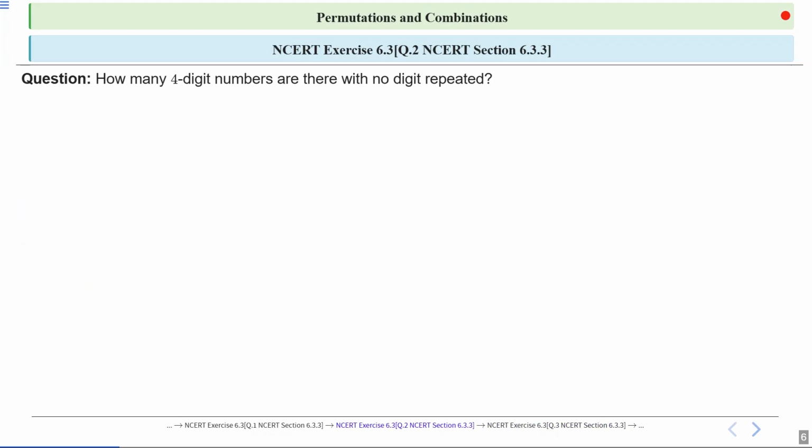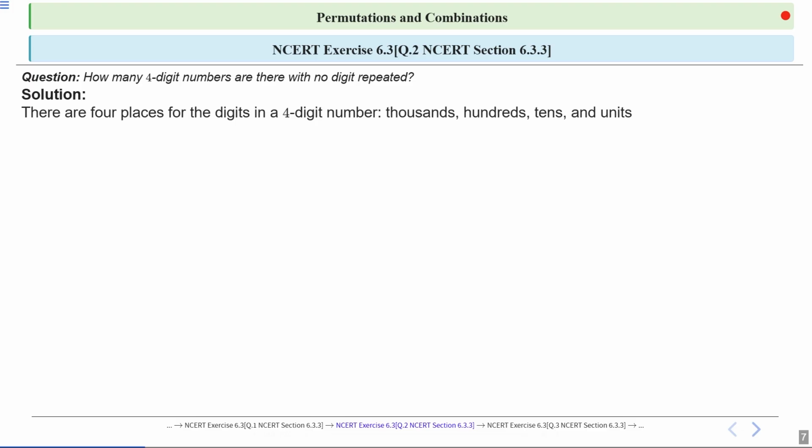Look at question number 2. Question number 2 asks us to find how many 4-digit numbers can be formed if no digit is repeated. That we have to find here. So students, first of all, try it yourself. How would you approach this question? Let's start the solution step by step.